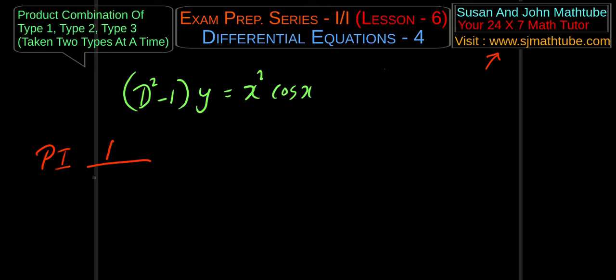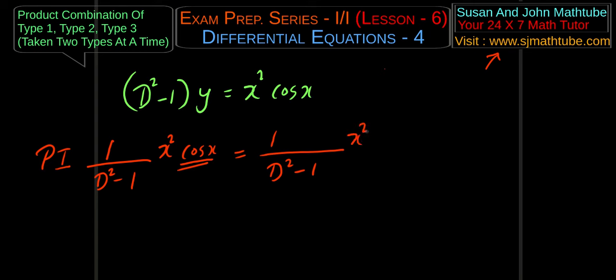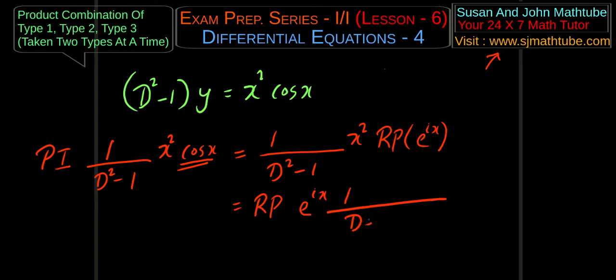So the particular integral is 1 by d square minus 1 x square into cos x. Now what will you do with this cos x? This is a product combination of type 2 and type 3. Okay, now what we do is very important. We write cos x as real part of e power ix. Yeah, now the job is done. So real part, and I'll take this, I'm skipping steps, e power ix, and I replace d with d plus i.